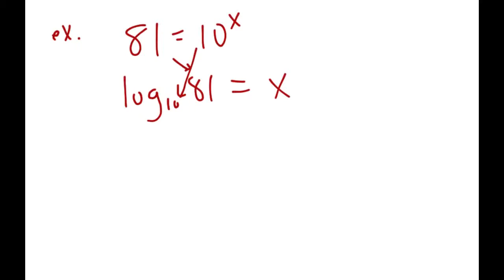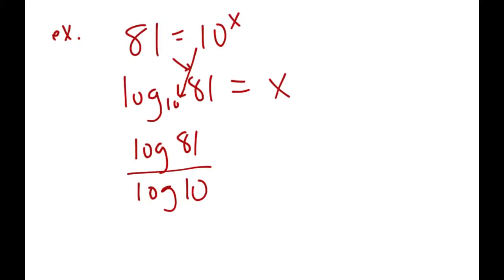So we have log 10 of 81. Well, we know how to do that. We can just basically use the new formula. That'll equal log 81 divided by log 10. Plug that in on your calculator, and you're done. So you can type it in like this, log 81 over log 10, which will give us 1.908.